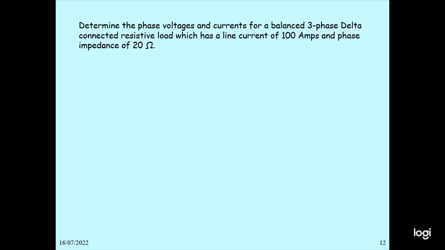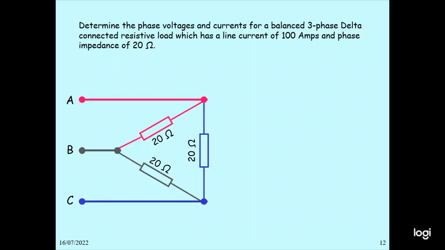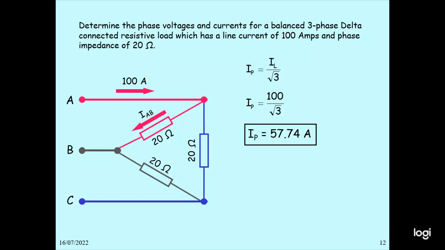Determine the phase voltage and the current for a balanced three-phase delta connected resistor load, which has a line current of 100 ampere and a phase impedance of 20 ohm. So this is a 20 ohm phase impedance we connected. The 100 ampere is flowing into the line. So I phase equals I line divided by root 3, so 100 divided by root 3, you get 57.74 ampere.